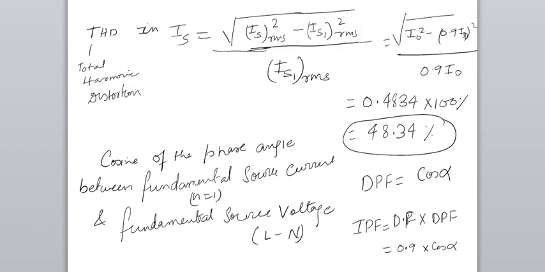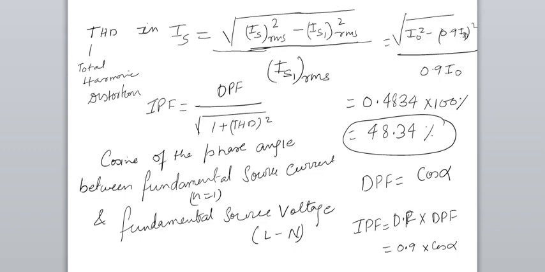There is one relation between total harmonic distortion, displacement factor and input power factor. IPF is equal to DPF, the displacement factor, divided by root under 1 plus THD square. This is one of the relations.